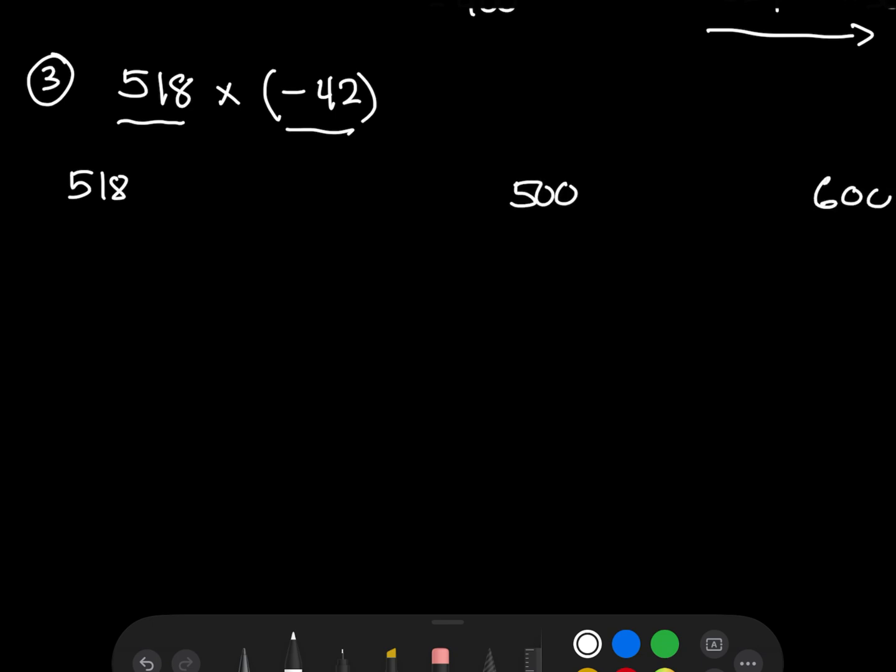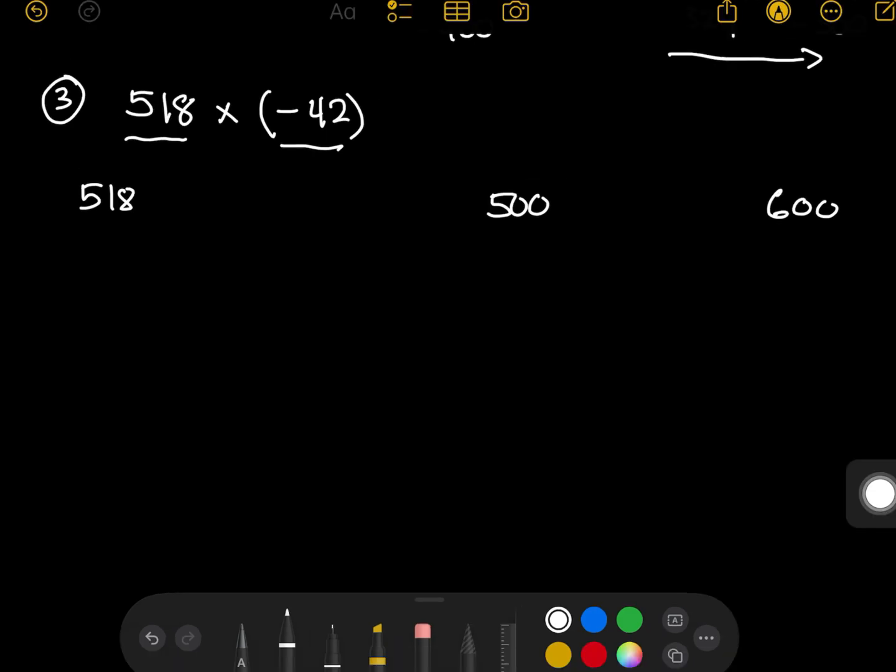So for the third example, you have 518 times negative 42. Again, you have 3 digits here and 2 digits here. Let's take the 518 first. 518 lies between 500 and 600, right? You draw the number line like that, so 518 is around here. So we can round it to the nearest 500.